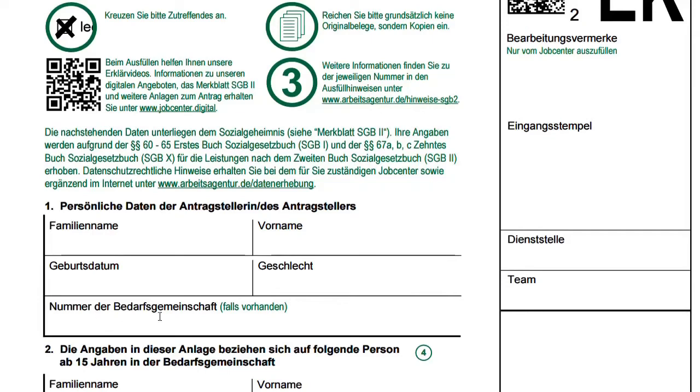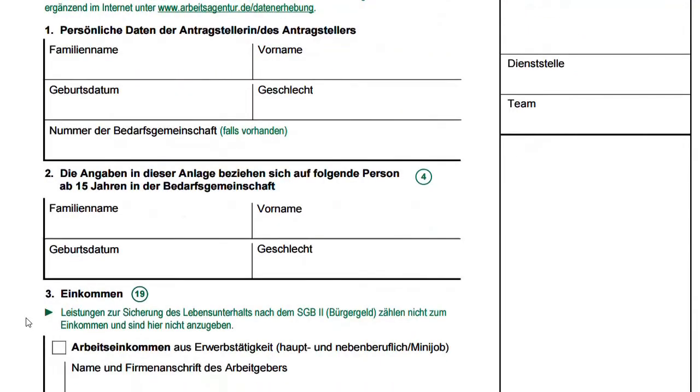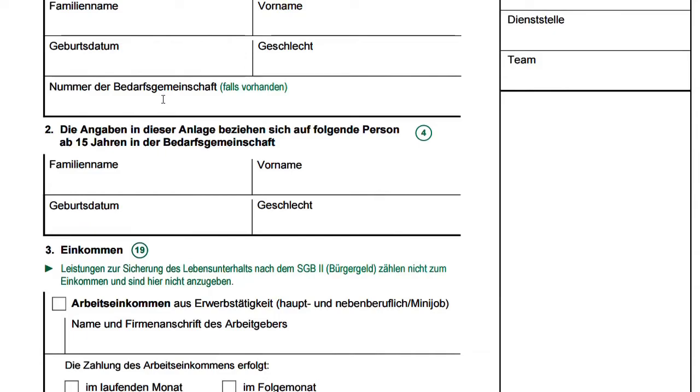Nummer der Bedarfsgemeinschaft means number of the benefit community. It has a reference number actually, and the abbreviation for Nummer der Bedarfsgemeinschaft is BG number. If you have already registered yourself in Jobcenter, you should have a BG number given to you by the Jobcenter. This number is usually written on the upper corner of the right side of the letter you receive from Jobcenter.